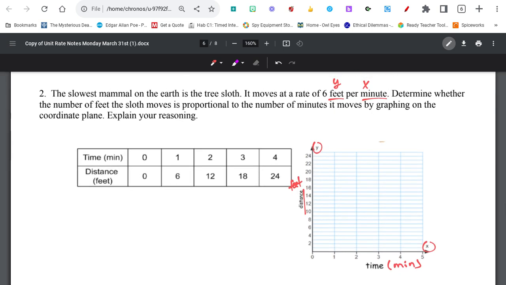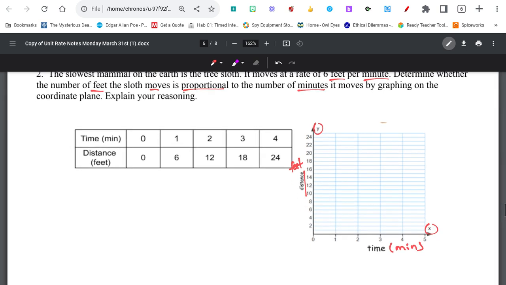All right, it says determine whether the number of feet the sloth moves is proportional to the number of minutes it moves by graphing it. Okay, so we're just going to look at the graph. This is X and this is Y. I could also look at the table to see if I keep getting a constant rate.